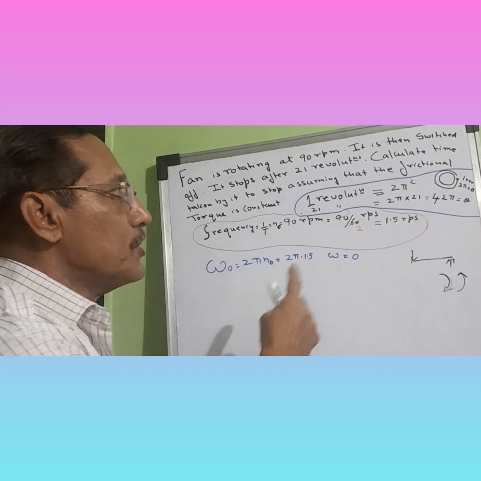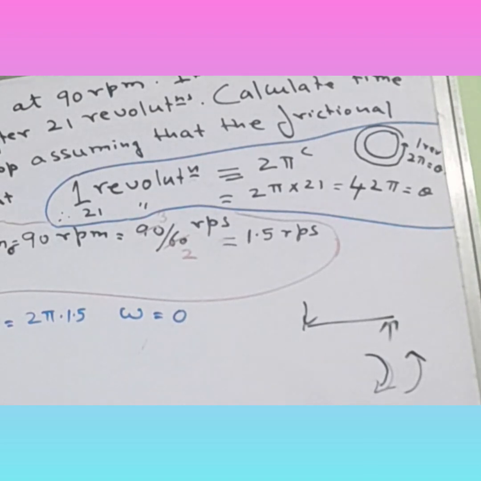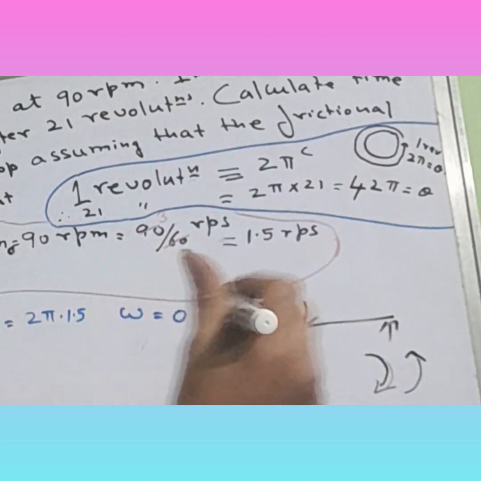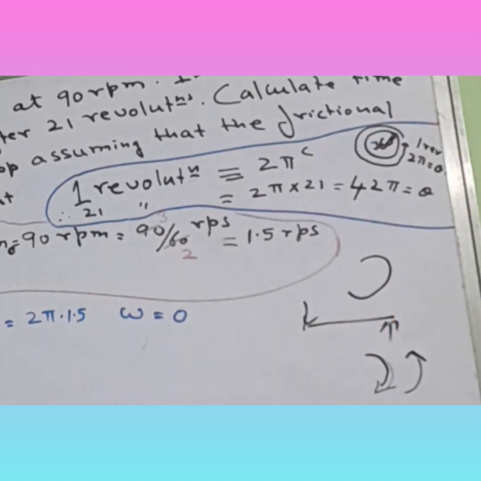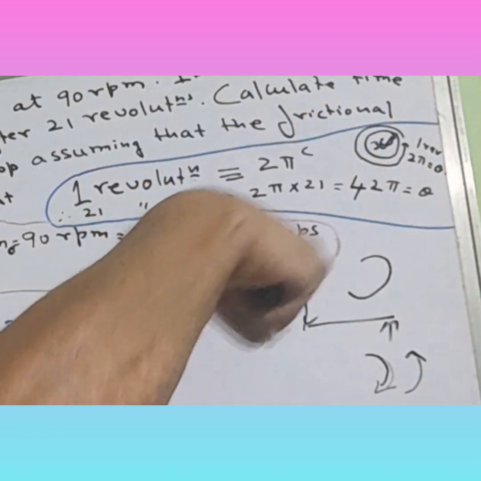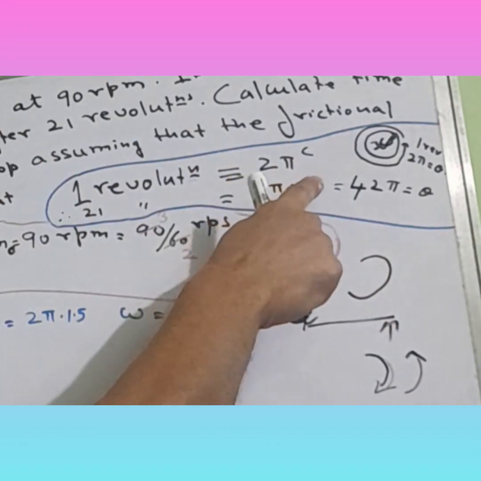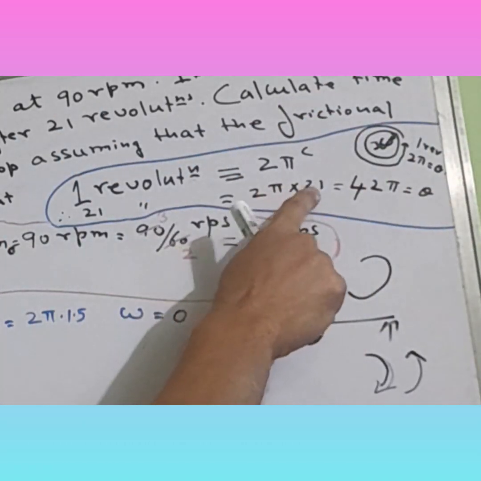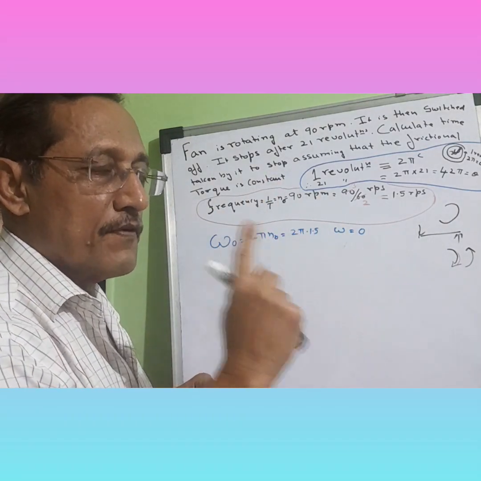Now let's try and understand revolution. One revolution corresponds to 2 pi radian. Radian is what? 180 degree. So we all know one revolution is 360 degree, and that is 2 pi. So theta is 2 pi. The 21 revolutions, so how many degrees has it covered? Obviously multiply it with 21 into 360. So it becomes 2 pi into 21, that is 42 pi. That's our theta, the angle covered by the fan before it stops.